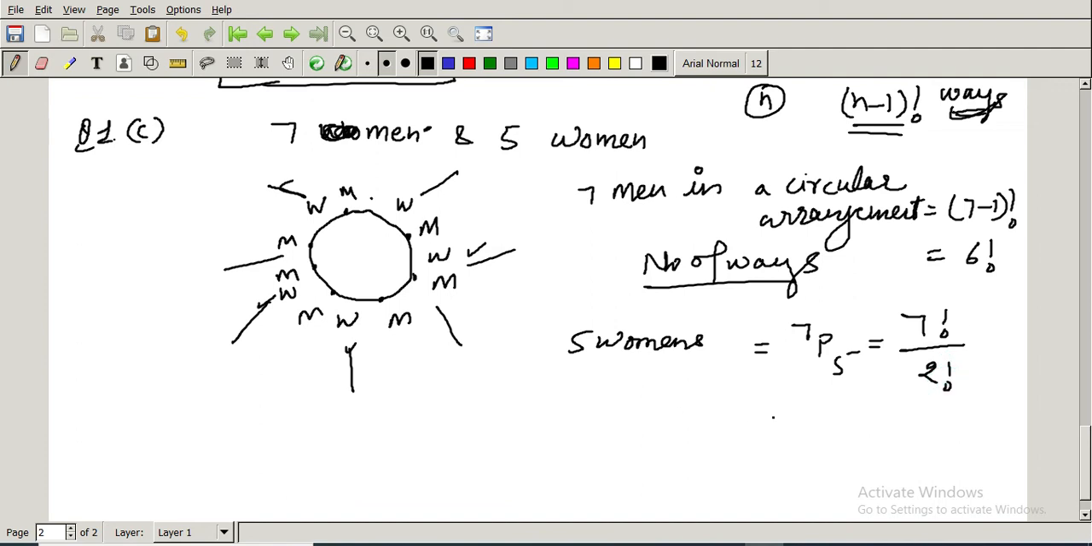So 7 factorial is 7 into 6 into 5 into 4 into 3 into 2 factorial, and then the 2 factorial you can remove, and then multiply it. So it will be, I think, 2520 or something. You can multiply 35 into 12.